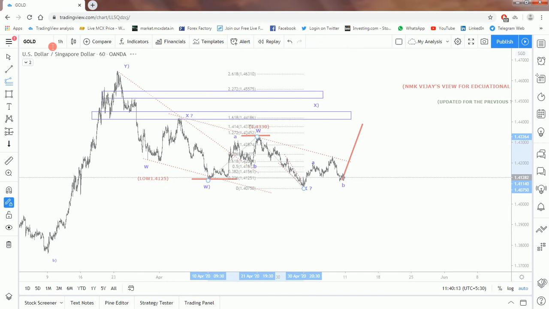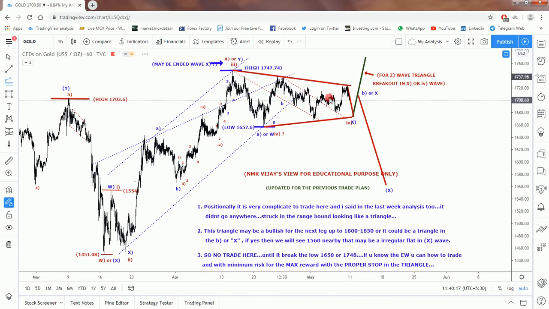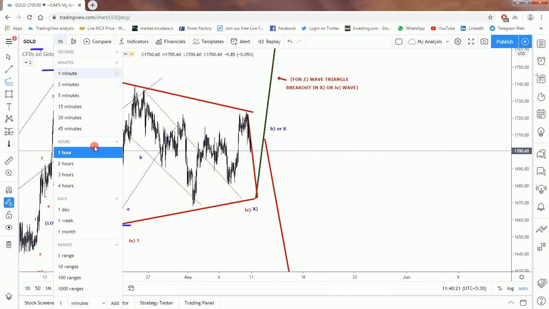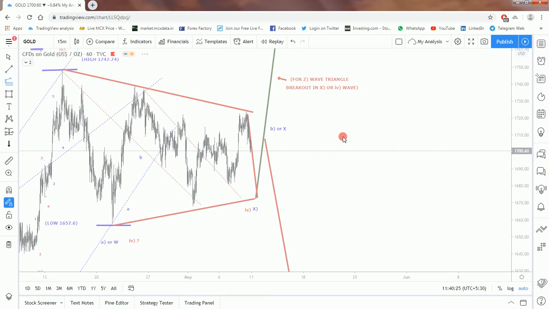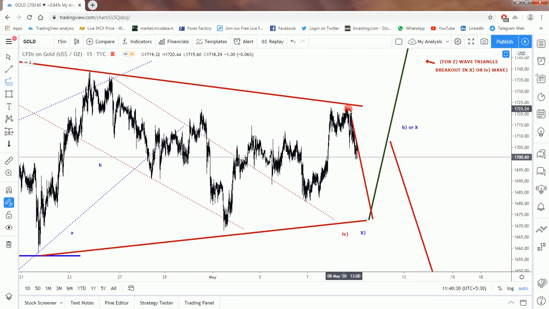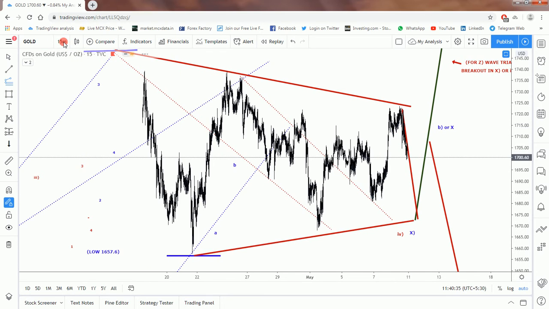There is nothing, it is a consolidation. What I expected is a triangle, but here also it's like an incomplete pattern as of now. So whether it could end in the diagonal also. I'm just expecting I will take a trade only if it breaks the high or if it breaks the low.